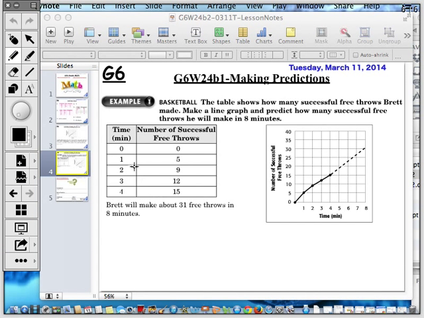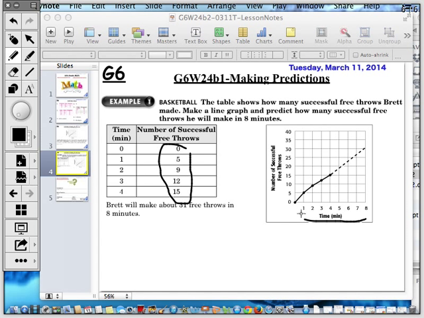All right, so we have the time here, which is down here, as you can see right there. Stop tapping, please. So the time in minutes, there's 0, 1, 2, all the way to 8 minutes. And then we have the number of successful free throws from 0 to 8 or 0 to 4 minutes. So we basically plot it, right? It goes 0, 5, 10, 15.